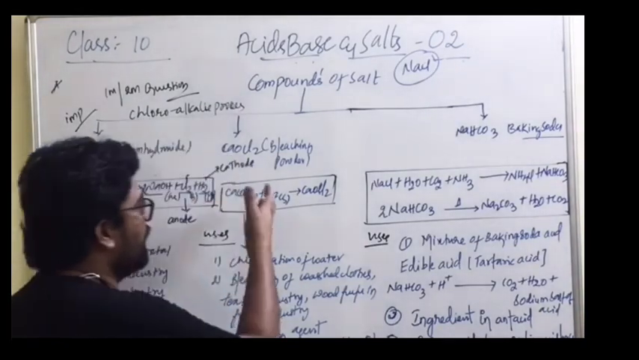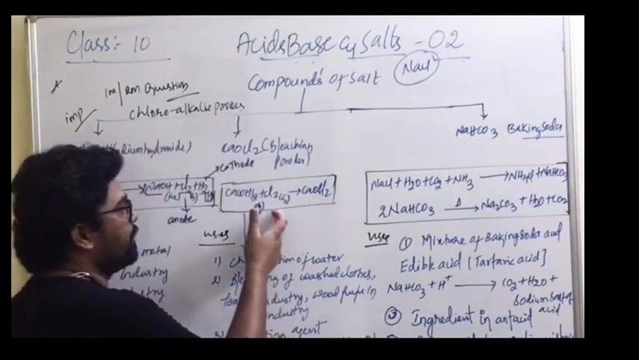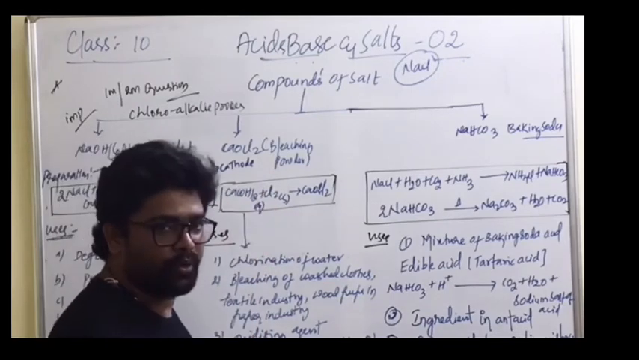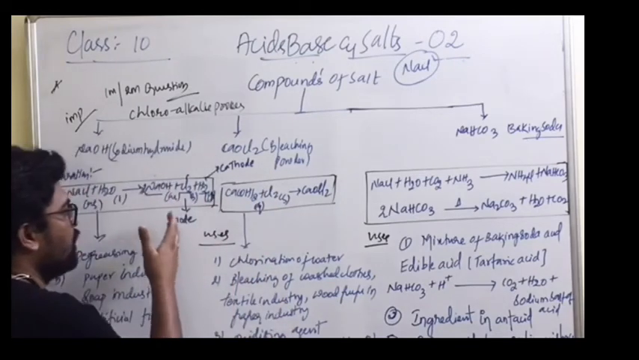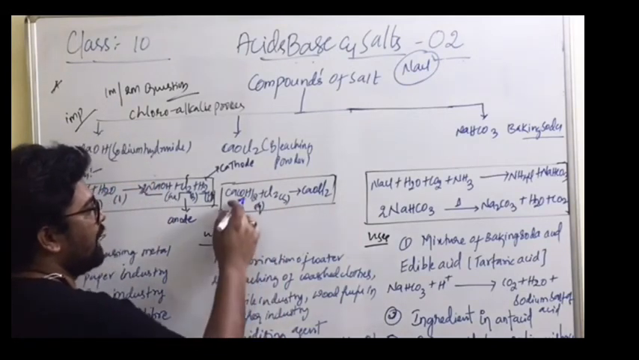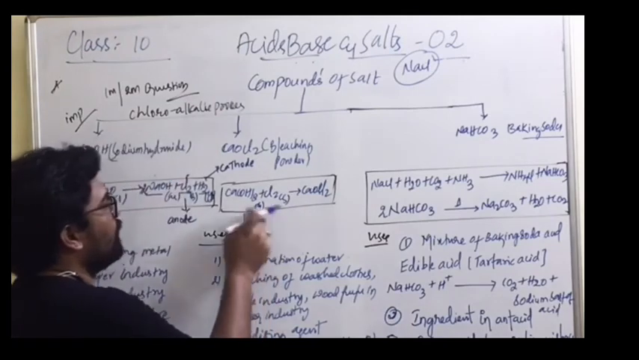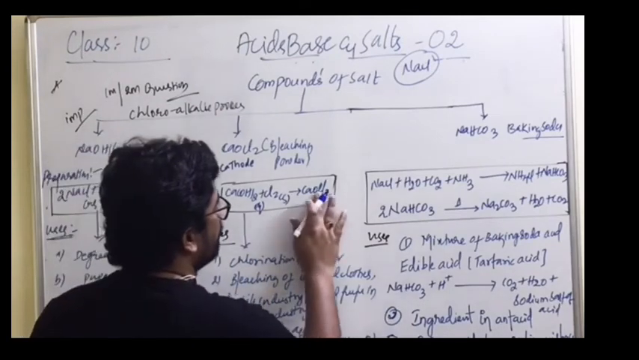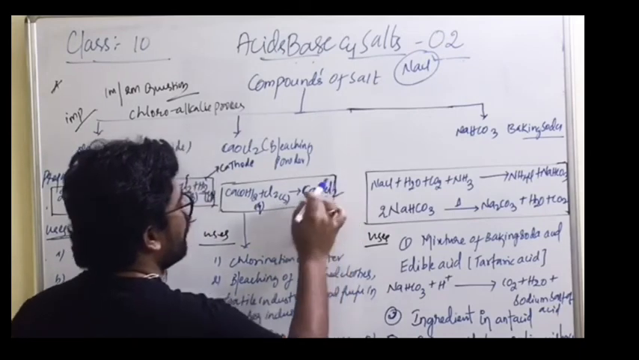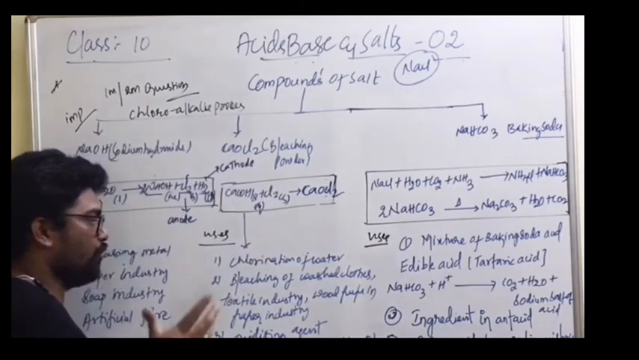Now let us move to the next compound, bleaching powder. The chlorine which is prepared is used for the preparation of bleaching powder. We have seen that chlorine is obtained at the anode. The chlorine is made to react with slaked lime, calcium hydroxide. When chlorine reacts with slaked lime, it gives calcium hypochlorite, which we call bleaching powder. Bleaching powder has the following uses.